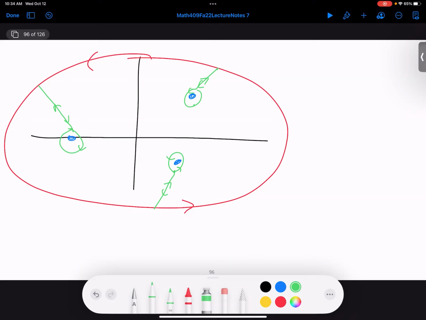So again, this is a fast lecture. It's meant to be a fast lecture. It's meant to just show you what's going on. But we can reduce integrating functions over closed curves to just integrating over a few key points.